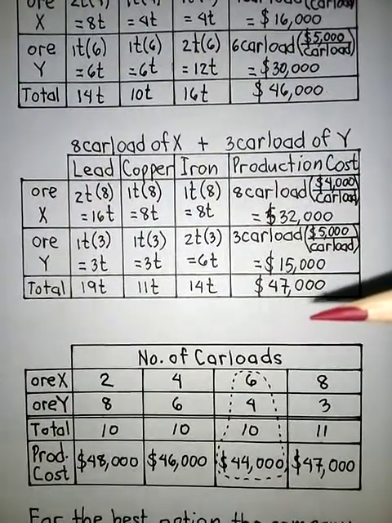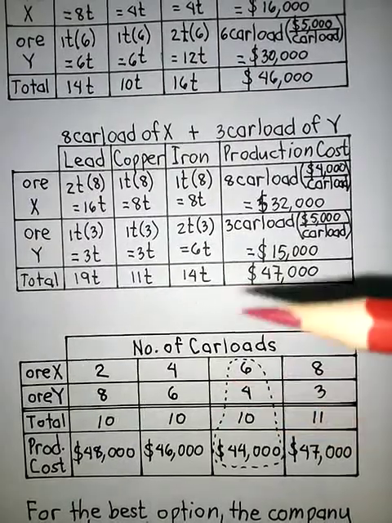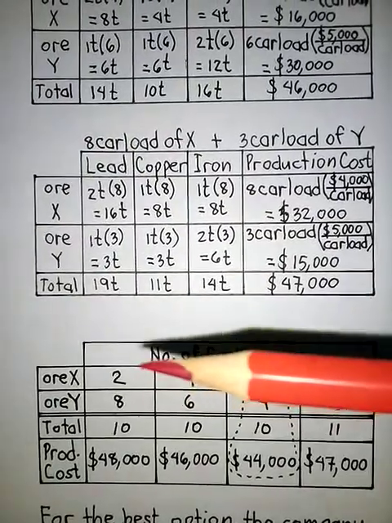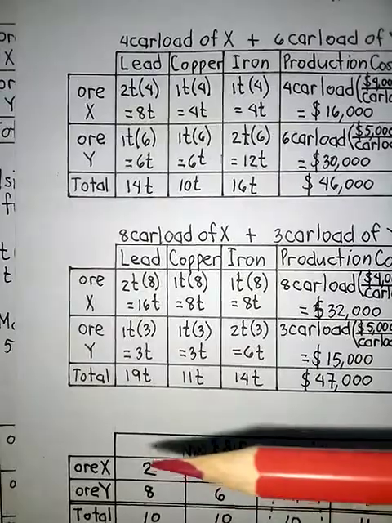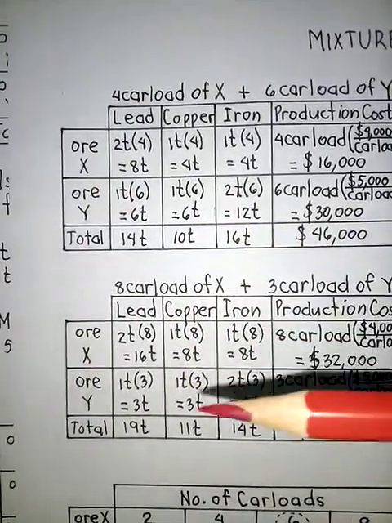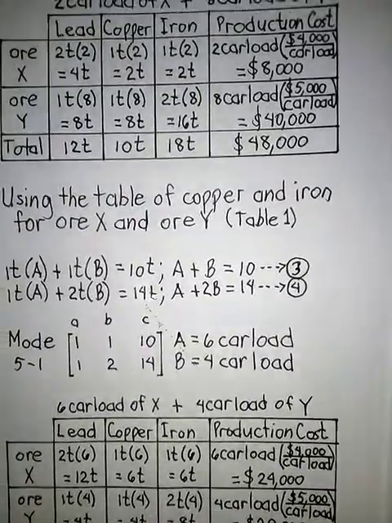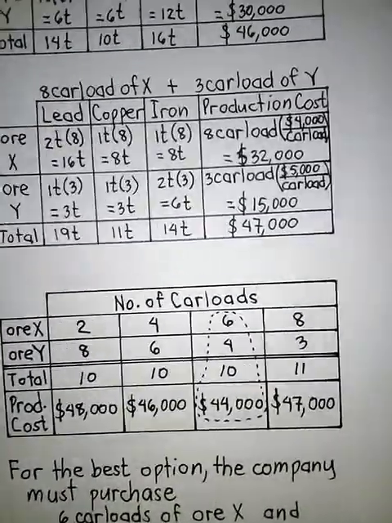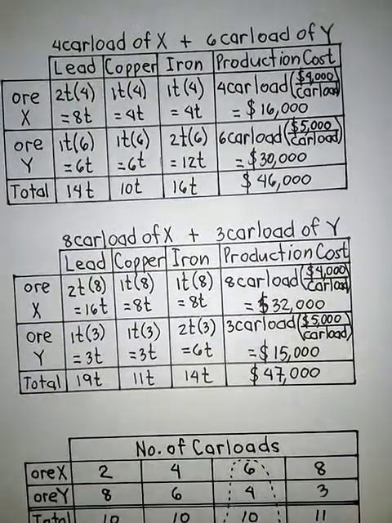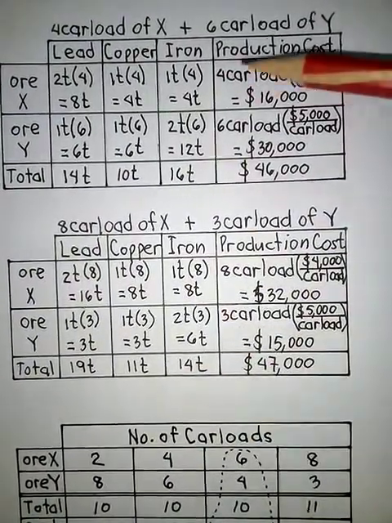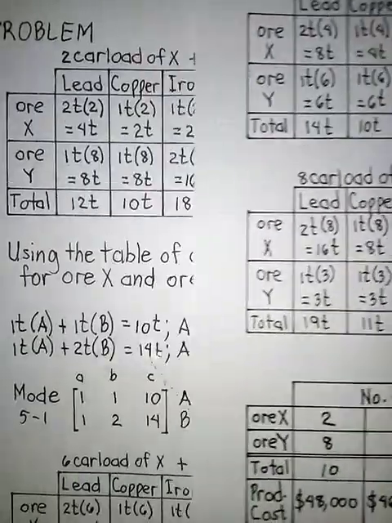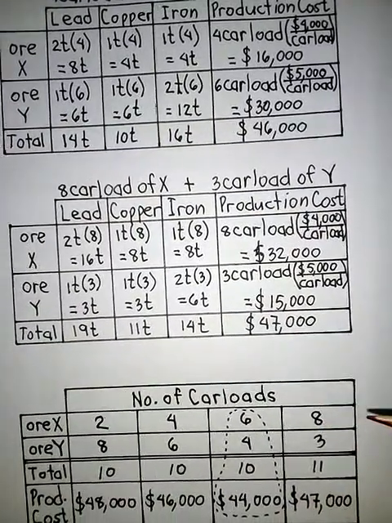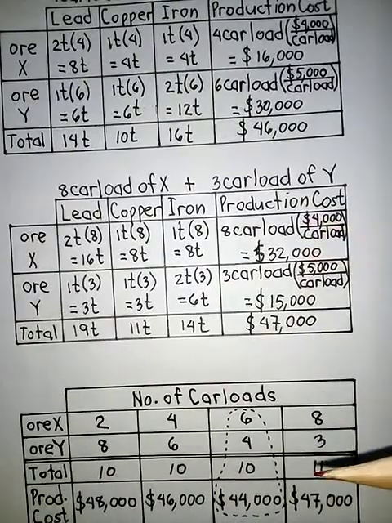Now, let us summarize our solution. For our first option, 2 carloads of X and 8 carloads of Y. And then our next option is 4 carloads of ore X and 6 carloads of ore Y. And then our third option is 6 carloads of ore X and 4 carloads of ore Y. And then the last option is 8 carloads of X and 3 carloads of ore Y.